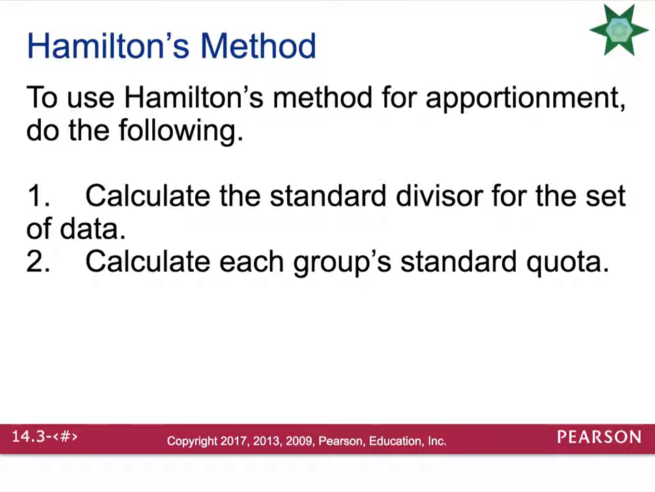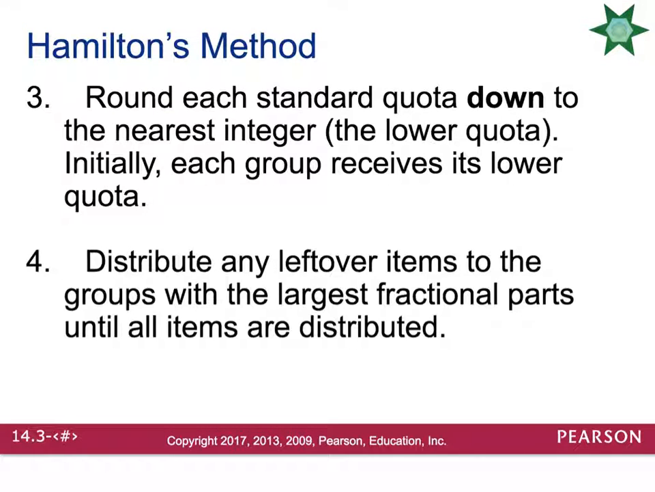Hamilton's method uses the standard divisor and the standard quota. To do Hamilton's method, the first thing you have to do is calculate your standard divisor, and remember that's the total population divided by the number of items to be allocated. Second step, you need to calculate each group's standard quota. To do that, you take the population of each group divided by the standard divisor. Then Hamilton rounds each standard quota down to the nearest integer. So he does not follow traditional rounding rules, he always goes down. Initially, each group will receive its lower quota.